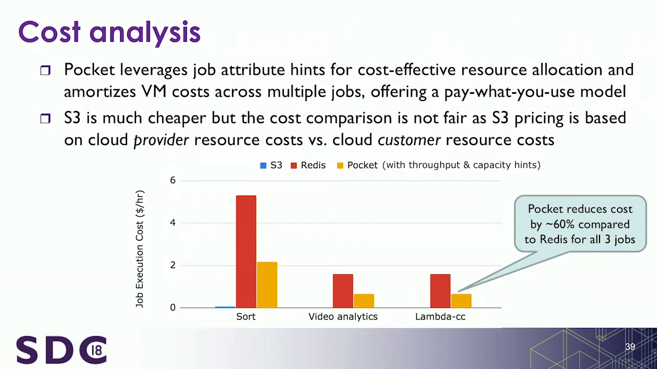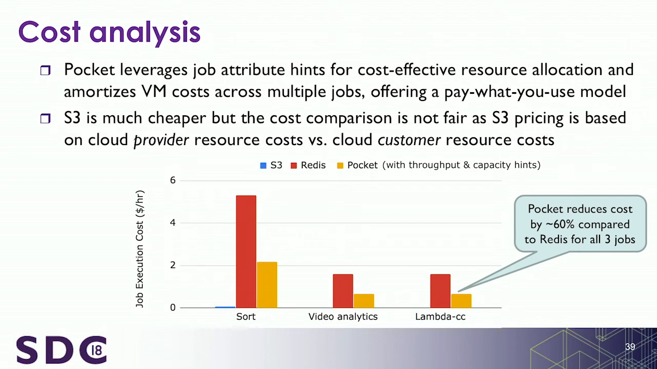And so Pocket, by leveraging hints from users, so for example, using NVMe instead of DRAM when appropriate, or flash instead of NVMe when appropriate, and by providing this kind of pay-what-you-use cost model, reduces cost by roughly 60%, we find, for all of these three jobs.